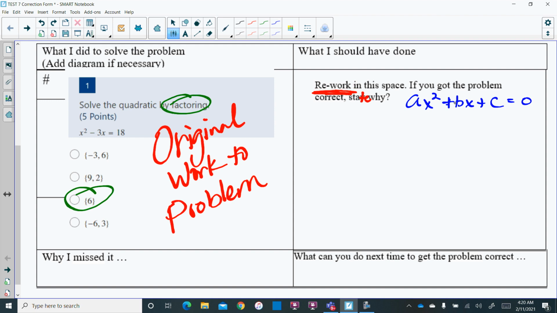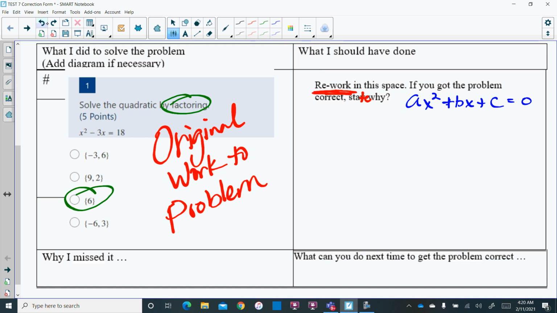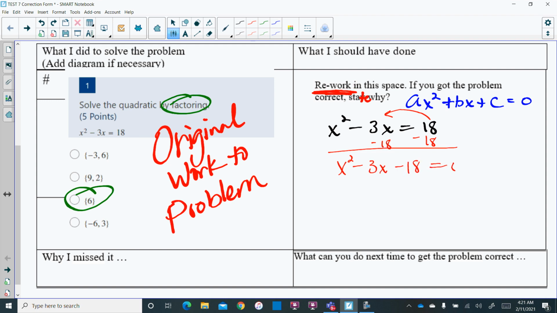So the first thing we had to do on this problem was subtract the 18. That's an equal sign there. So we had x squared minus 3x equals 18. The first thing we need to do is minus 18 on both sides, or move your 18 back over to the left, and that gives us x squared minus 3x minus 18. Now it's equal to 0.